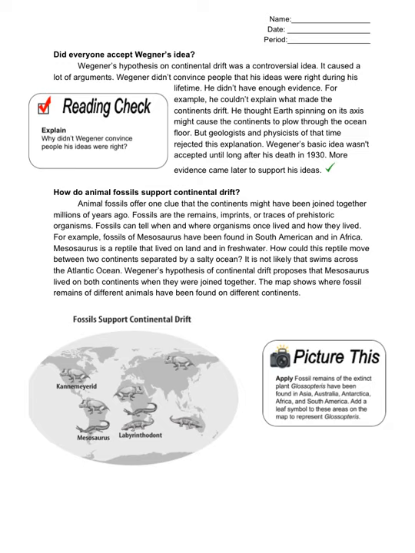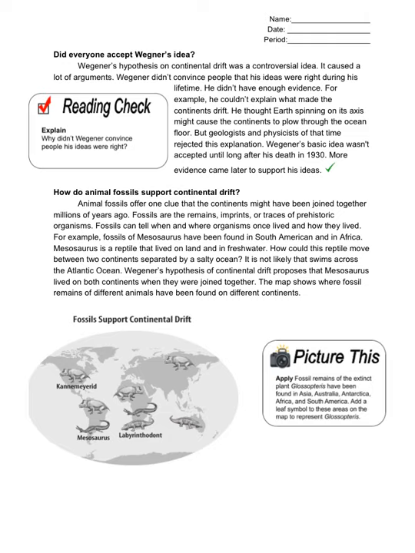How do animal fossils support continental drift? Animal fossils offer one clue that the continents might have been joined together millions of years ago. Fossils are the remains, imprints, or traces of prehistoric organisms. Fossils can tell where and when organisms once lived and how they lived. For example, fossils of Mesosaurus have been found in South America and in Africa.